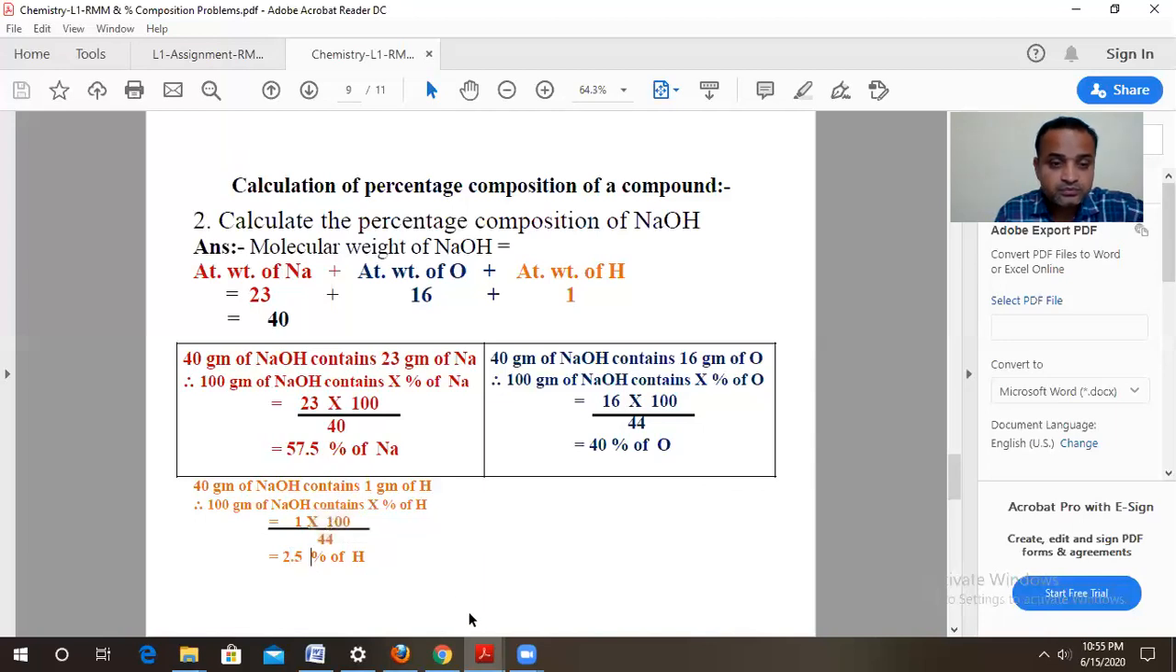So therefore, your sodium hydroxide consists of 57.5 percent, plus 40%, that is equal to 97.5%, and plus this 2.5, that is equal to 100%. So dear friends, just one thing you have to make is this should be 40. The calculation part is clear, no doubt anything. So it is 57.5, 40%, and 2.5, total 100%. So this is the percentage composition of sodium hydroxide.